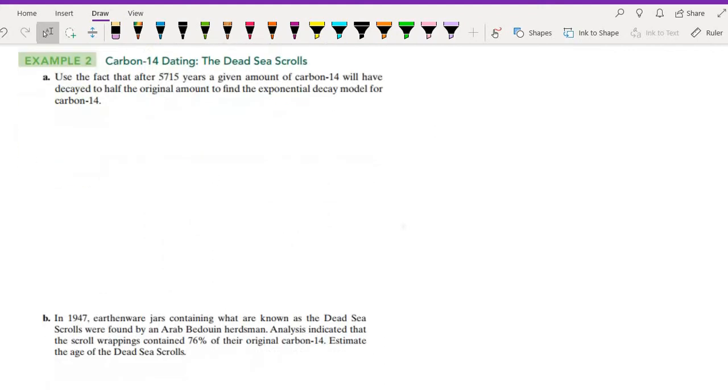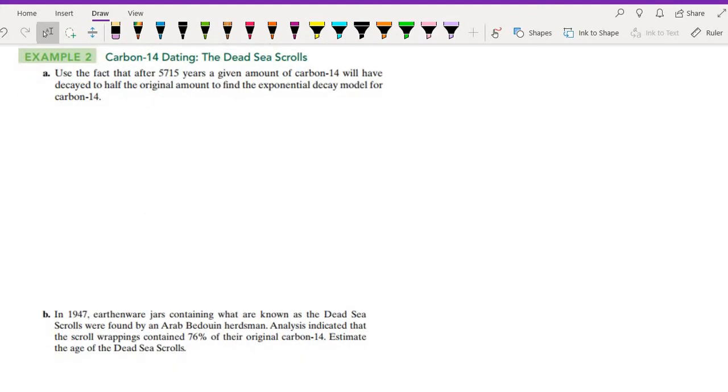Example 2. We have carbon-14 dating the Dead Sea Scrolls. Part A: use the fact that after 5,715 years, a given amount of carbon-14 will have decayed to half the original amount to find the exponential decay model for carbon-14. Again, it's a similar illustration, but the only difference this time is that instead of increasing, you're going to have a decay model.